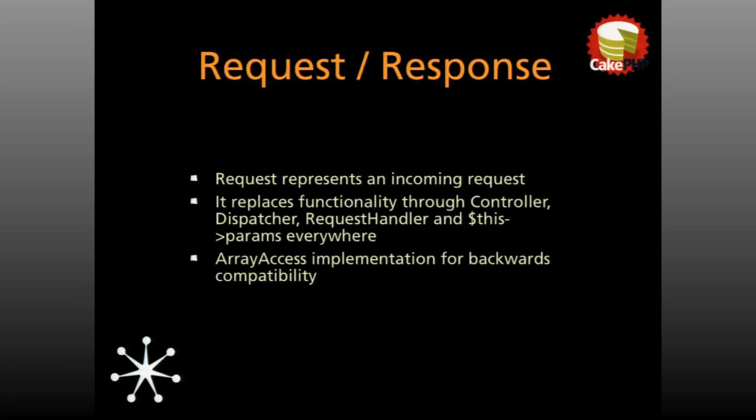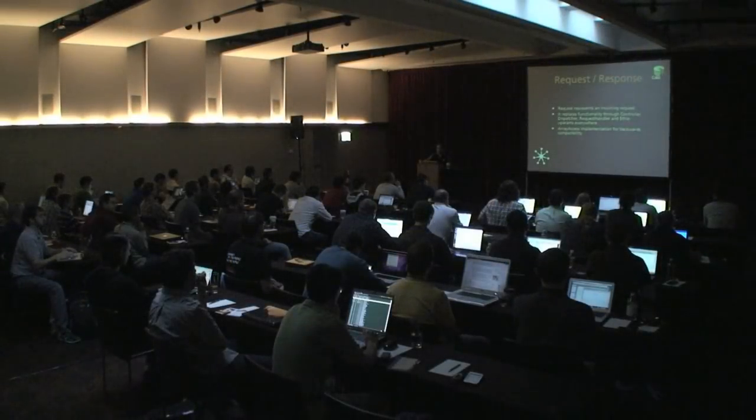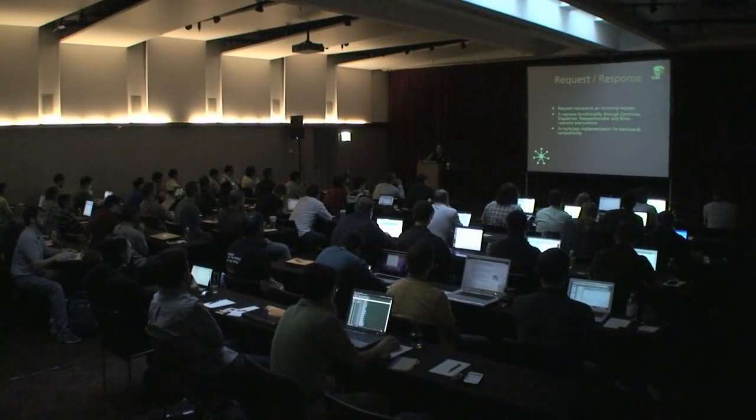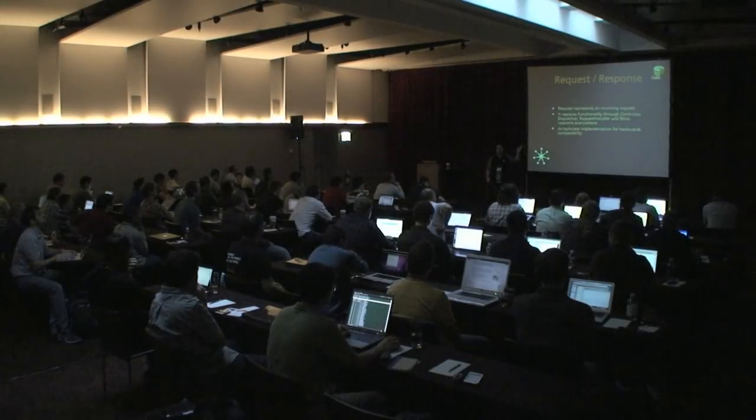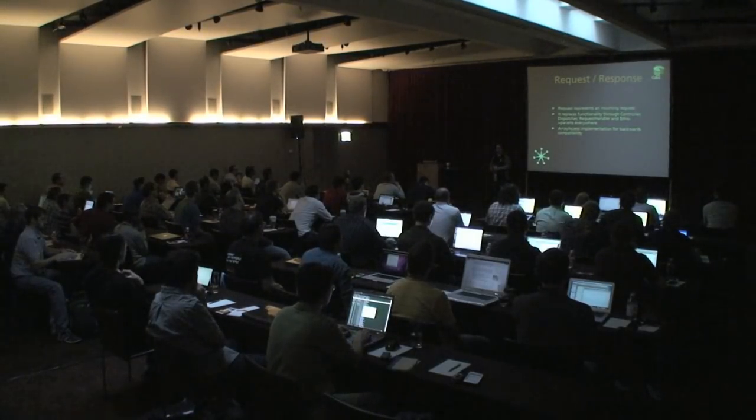Introduction of a request and response object. This is new to 2.0. Modelizing the request, the current request that's coming in. So replacing certain functionality in the controller. Provides a similar functionality to what you see in params. You inspect this object, you can pass it around.